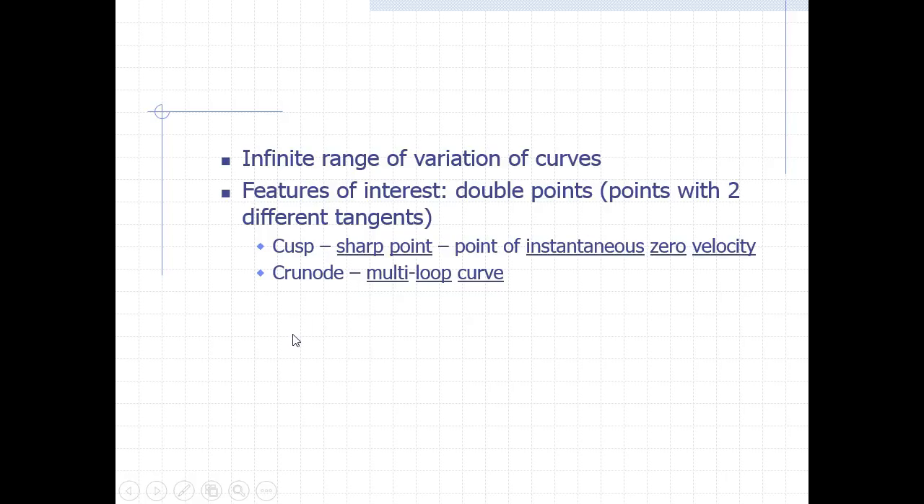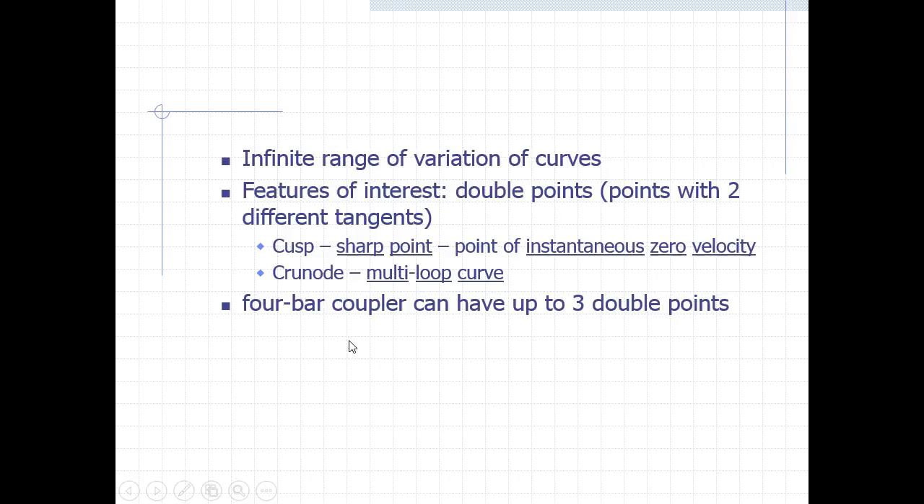Features of interest on these couplers are as follows. Double points are points with two different tangents. We have cusps. These are sharp points, or points of instantaneously zero velocity. And we have chronoids, or multi-loop curves.